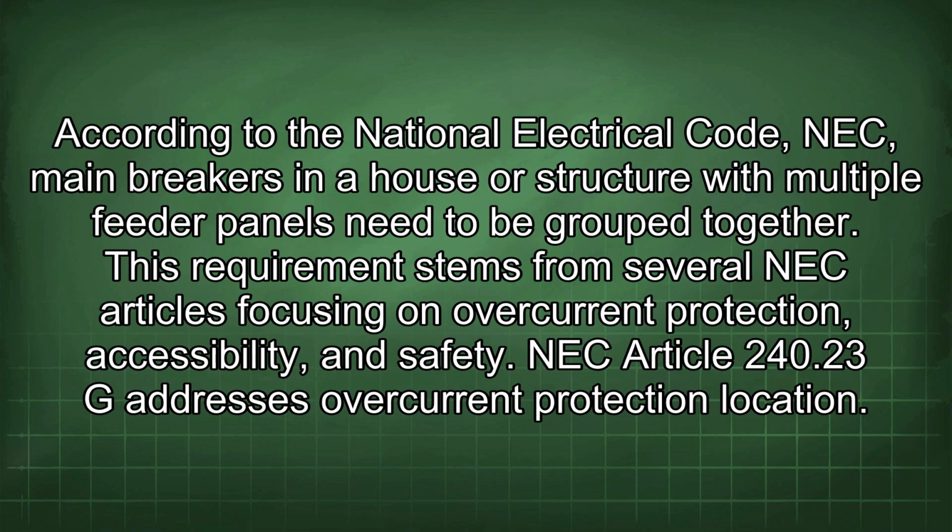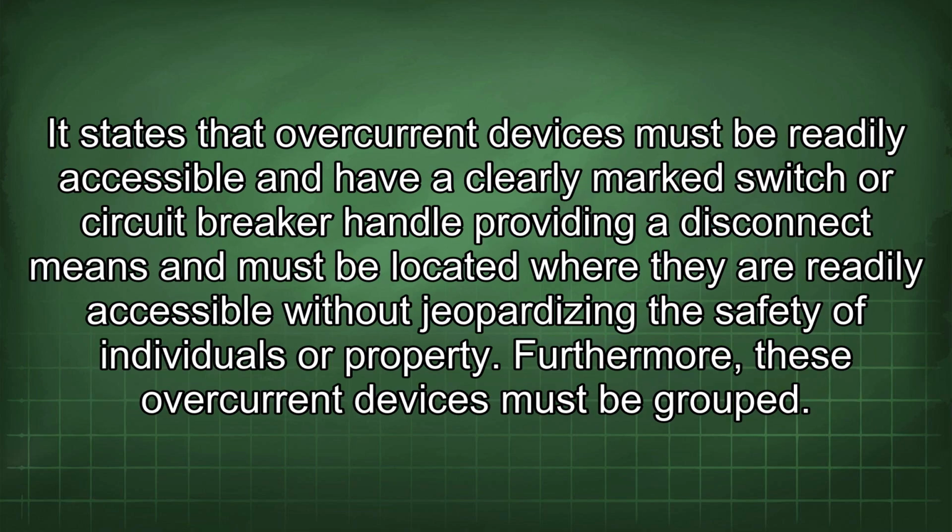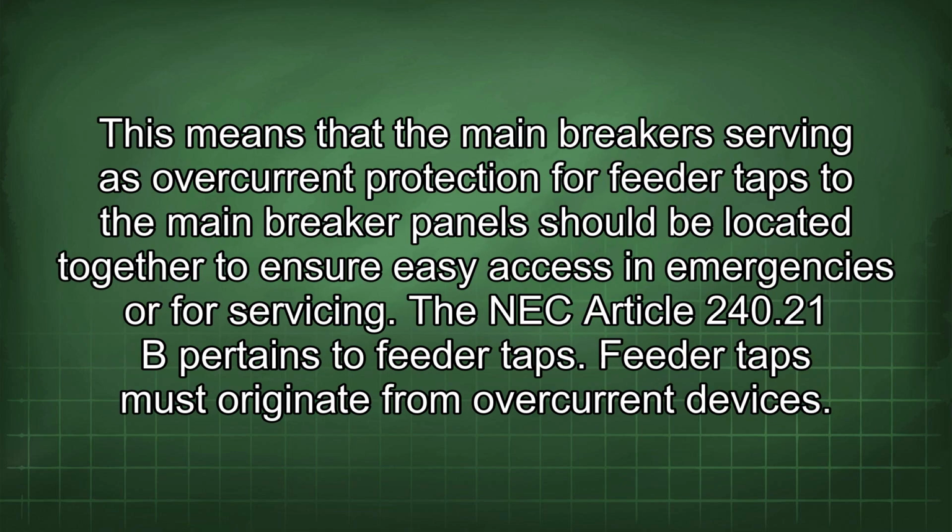NEC Article 240.23g addresses overcurrent protection location. It states that overcurrent devices must be readily accessible and have a clearly marked switch or circuit breaker handle providing a disconnect means, and must be located where they are readily accessible without jeopardizing the safety of individuals or property. Furthermore, these overcurrent devices must be grouped. This means that the main breakers serving as overcurrent protection for feeder taps to the main breaker panel should be located together to ensure easy access in emergencies or for servicing.